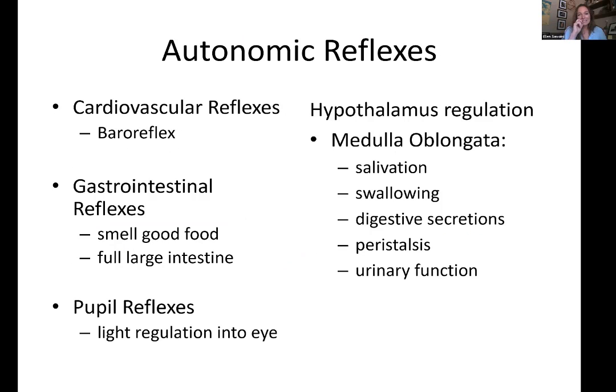Autonomic reflexes. So we talked about skeletal muscle reflexes. You whack someone on the patellar ligament and their leg flings out. That's a reflex. Well, we can do autonomic reflexes, and it could be as simple as you smell cookies, yum, smell good food, and now you're going to salivate. There you go. So some of these are basic autonomic things. It's also a way to get these to work.